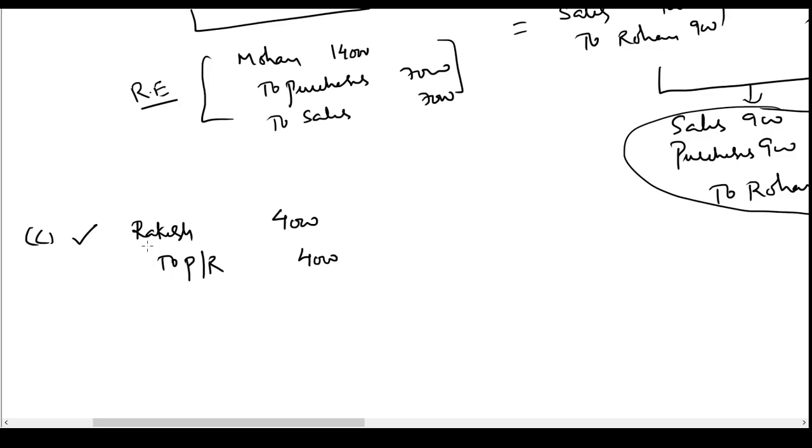If you record the name of Rakesh in the purchase returns book, it is equal to passing an entry Rakesh to purchase returns. But what did we do? We have recorded the name of Rakesh in sales returns book.